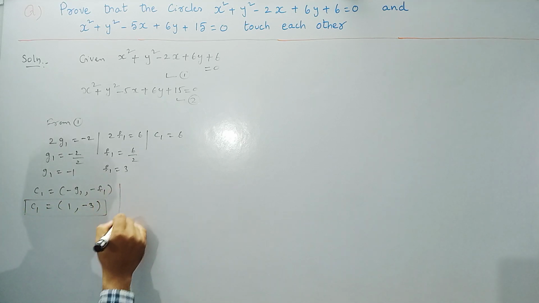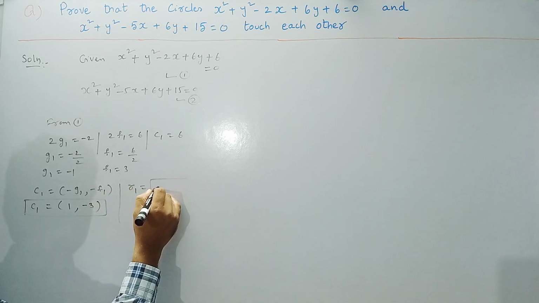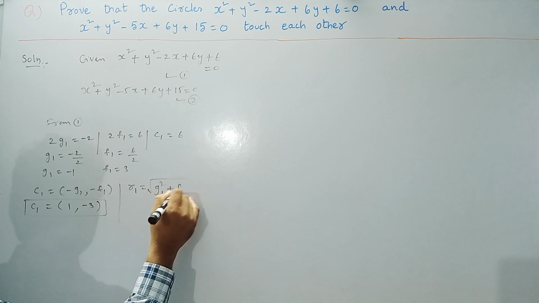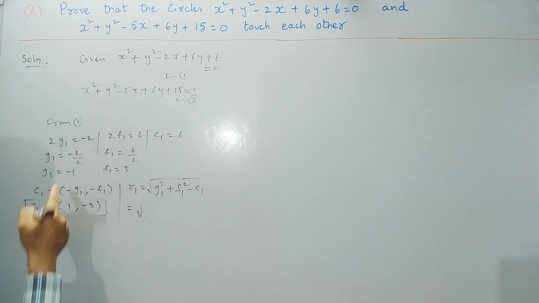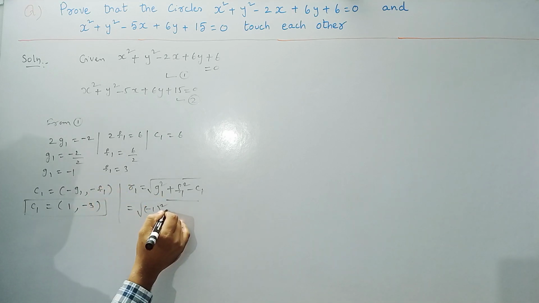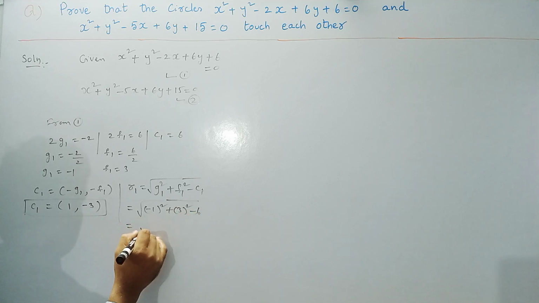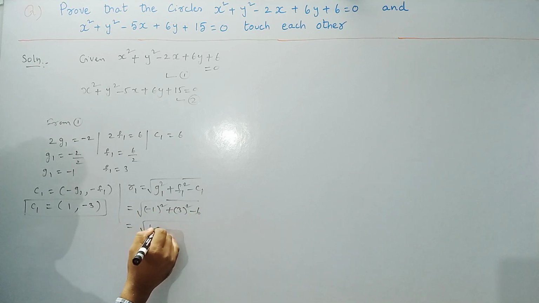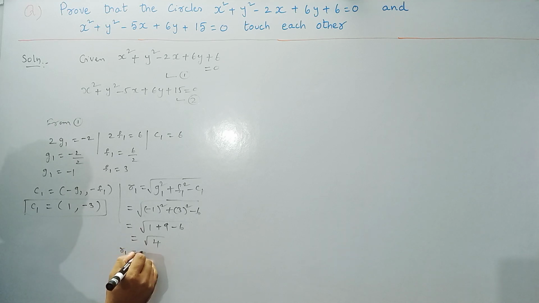Now from this we will find R1 also. What is R1? R1 equal to square root of g1 square plus f1 square minus c1. So what is g1 square? g1 square is minus 1 square. Then f1 is plus 3 whole square. Then c1 is minus 6. Expand this: minus 1 square is plus 1, 3 square is 9, minus 6. So we get 10 minus 6, that is 4. So square root of 4 is 2. So R1 equal to 2. So we got the C1 and R1.